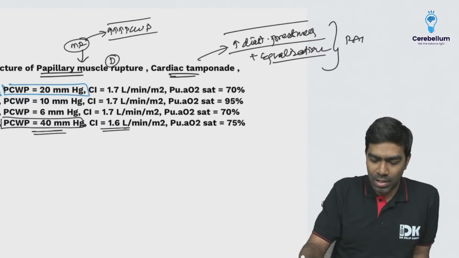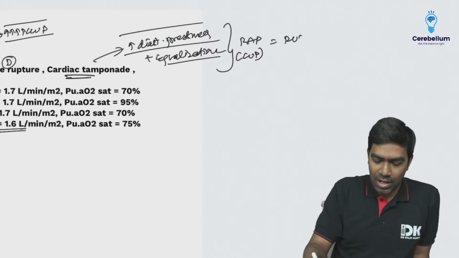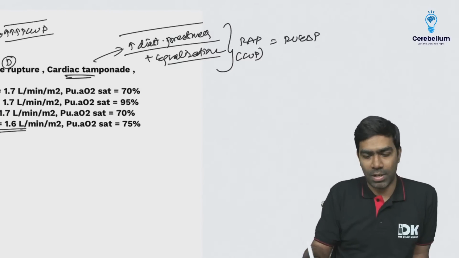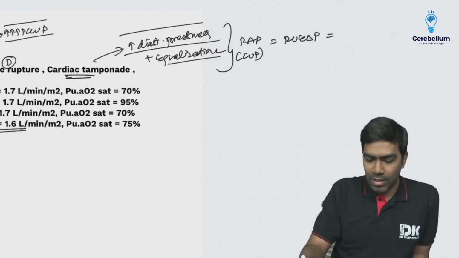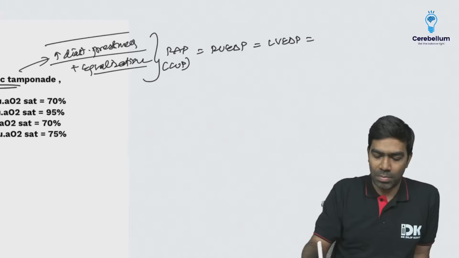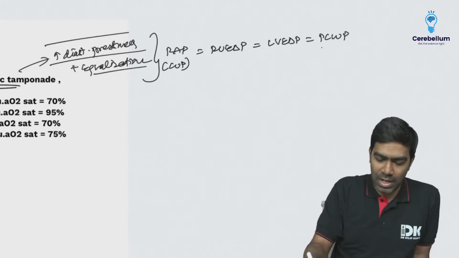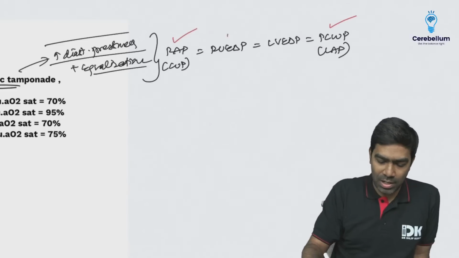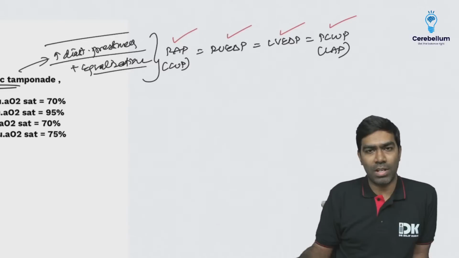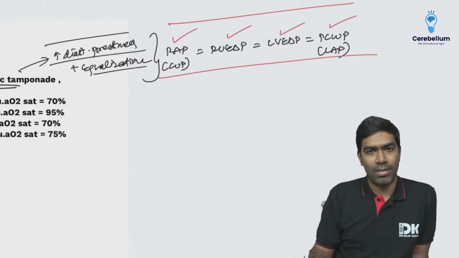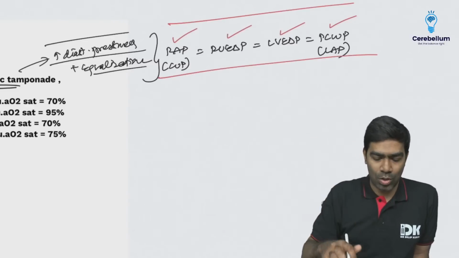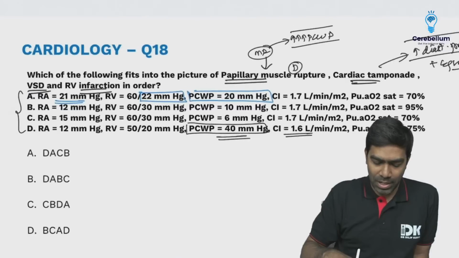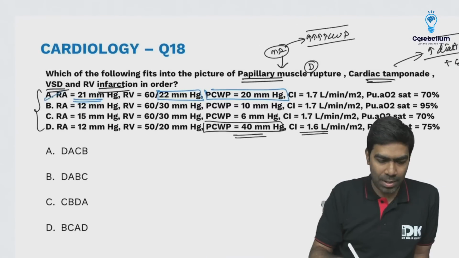The right atrial pressure or the CVP will be equivalent to right ventricular end diastolic pressure, will be equivalent to the left ventricular end diastolic pressure, will be equivalent to pulmonary capillary wedge pressure, which is nothing but an indirect marker of left atrial pressure. So right atrial pressure, left atrial pressure, right ventricular diastolic pressure, left ventricular diastolic pressure, all these things will be equal and they will be increased also. So you can clearly see that the pressures are equal only in option A.